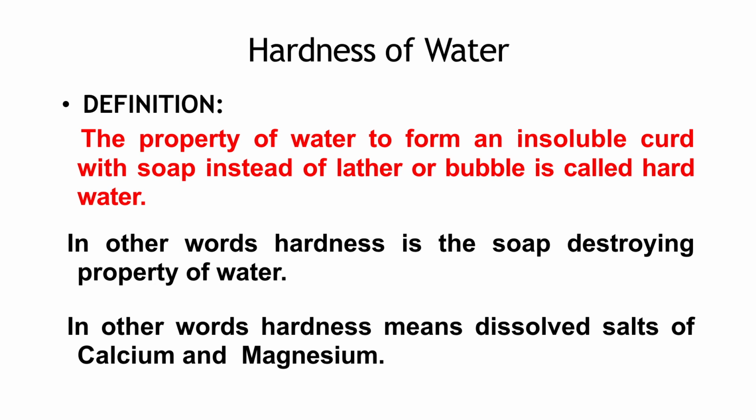So all the three definitions, again I am telling: the first definition is the property of water to form an insoluble curd with soap is called water hardness. Second definition is the soap destroying property of water is called water hardness. The third definition is presence of dissolved salts of calcium and magnesium is the definition of hardness of water. And all these three definitions are absolutely correct.